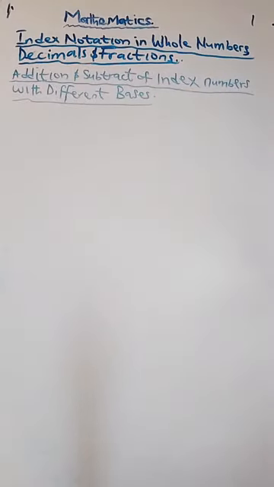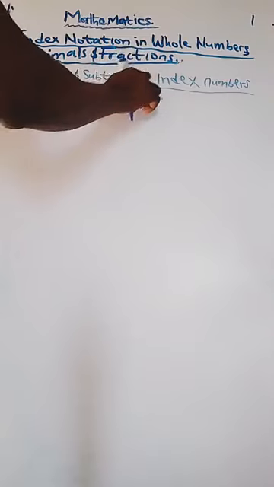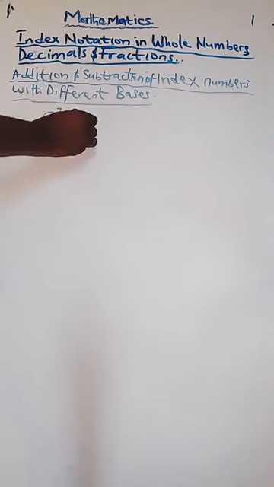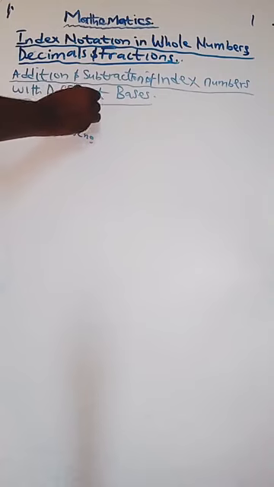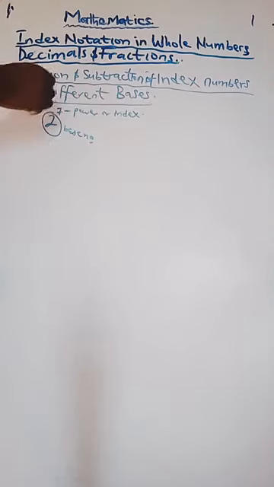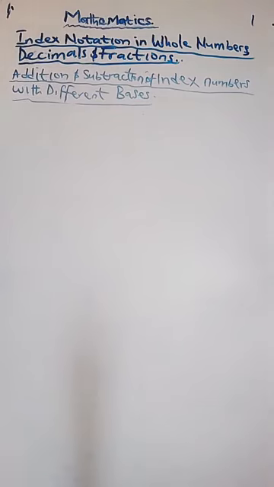Now, let us look at addition and subtraction of index numbers with different bases. When we started this discussion, I explained that if you have, let's say, 2 raised to power 7, 2 is the base number, while 7 is the power or index, which is telling you how many times you are going to use the base number to multiply itself. Please don't forget, it is very, very important.